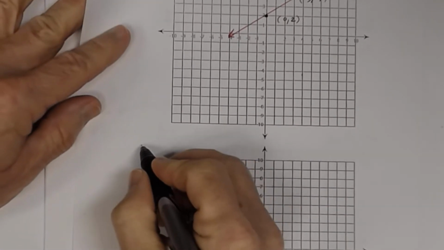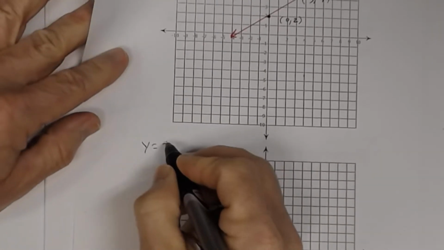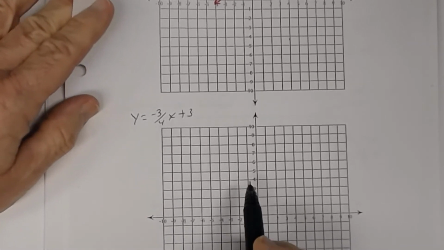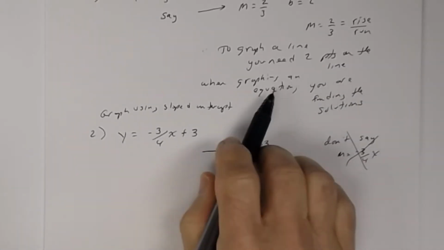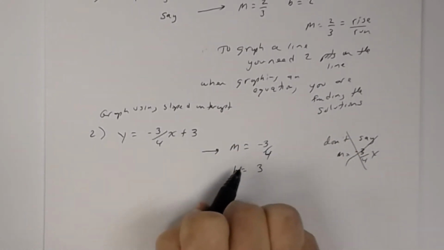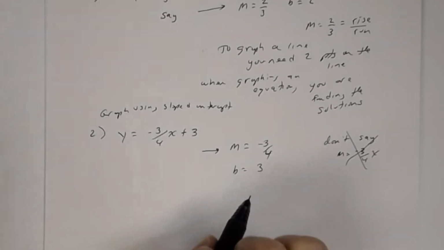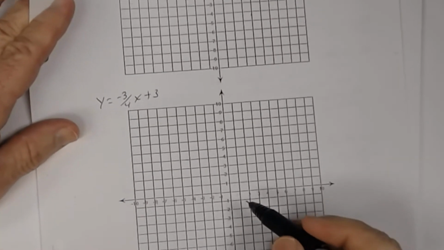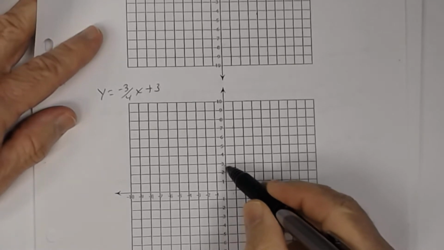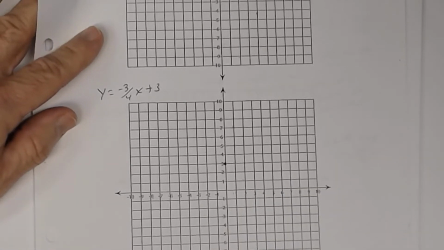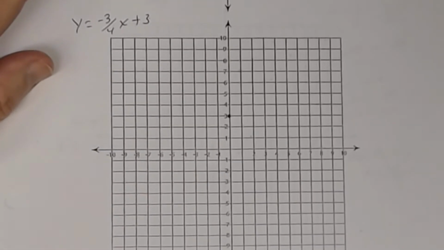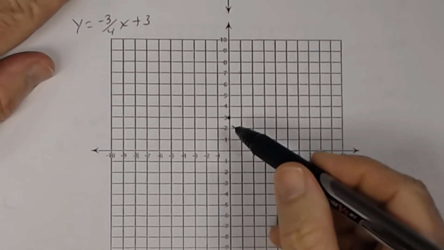So let's graph y equals negative 3/4 x plus 3. All right, so to graph a line, remember, you need 2 points on that line. The y-intercept is one of those points. So we do that first. So you plot that point first. So here's the origin. So the y-intercept is here at 3. All right, so let me go ahead and make this a little bit larger so you can see a little bit better. Okay, and then we need one more point to graph a line.